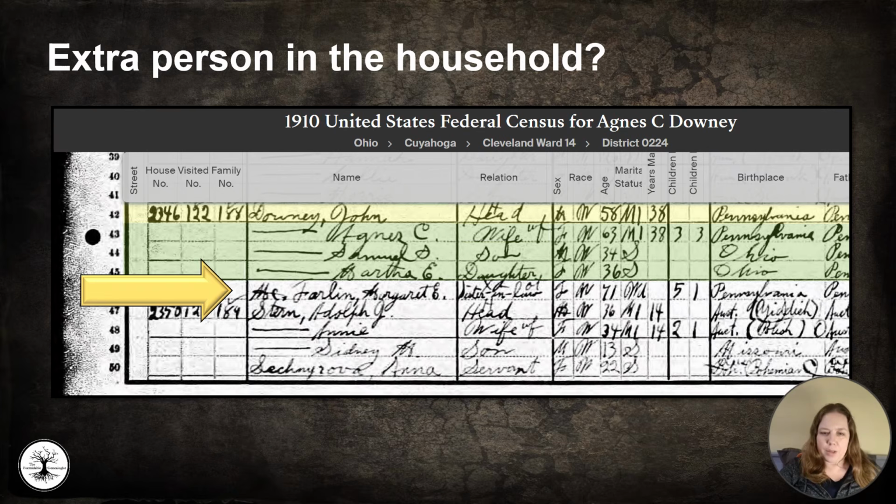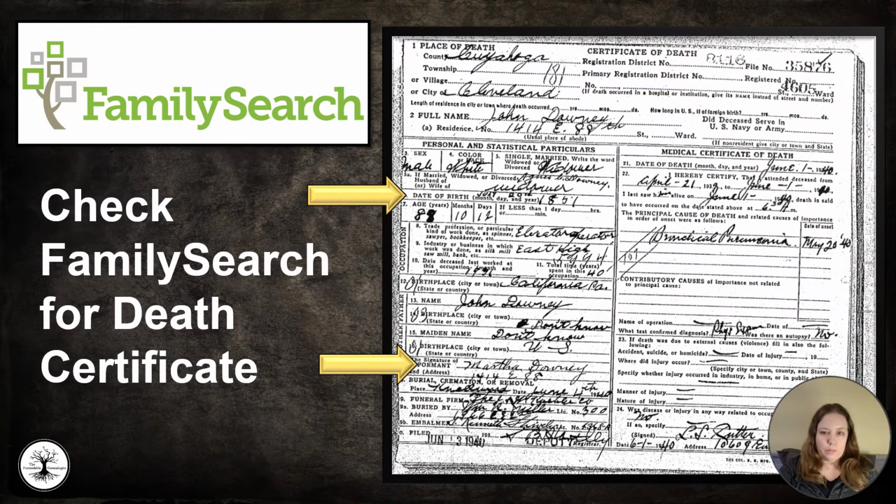Also, always check the neighbors. Like if you had looked here and the next door neighbor was also from Pennsylvania, see where they were from. Maybe it could have been John's sister in the house next door. But you can see right there that they were Austrian and spoke Polish and Yiddish, so they were not really a match for John Downey's family.